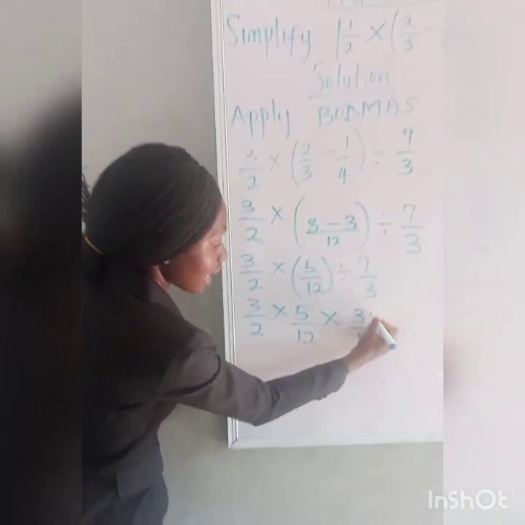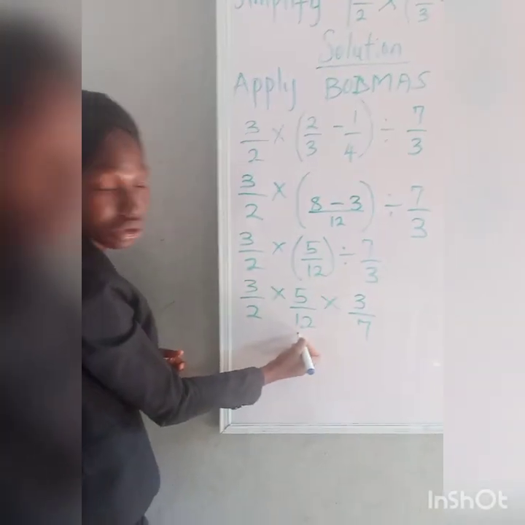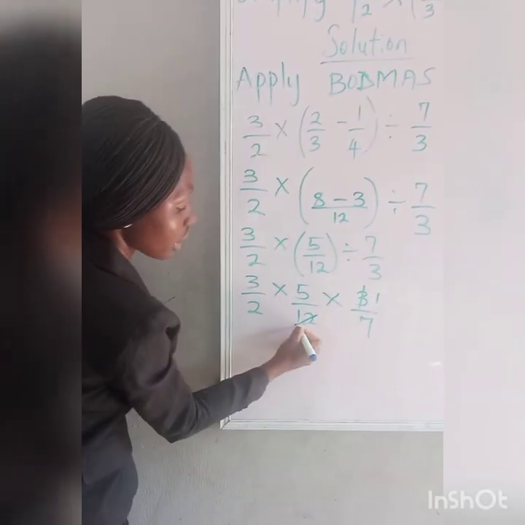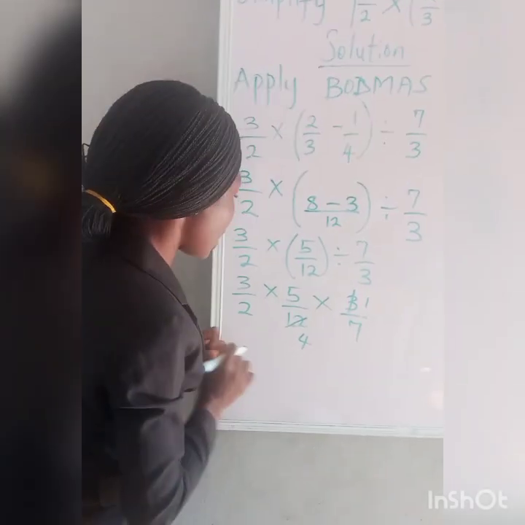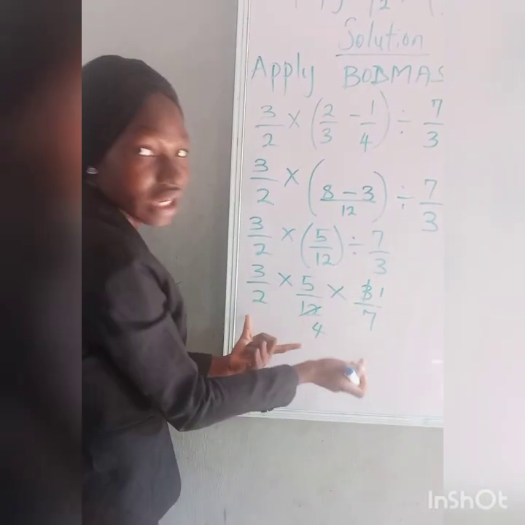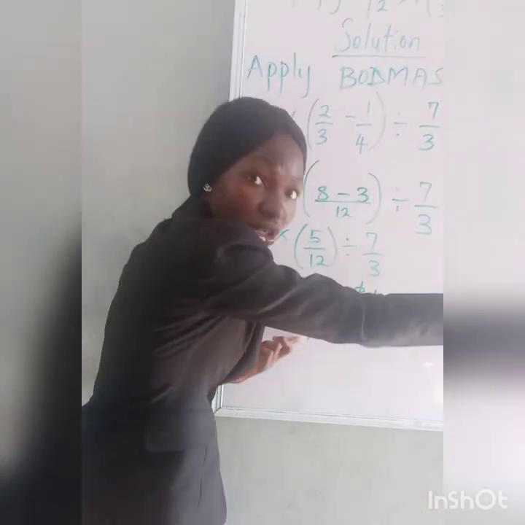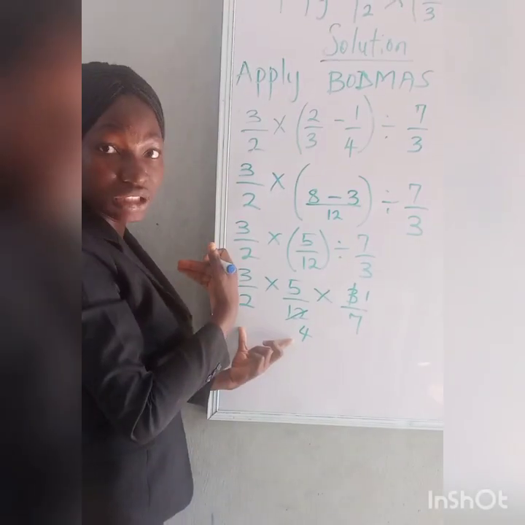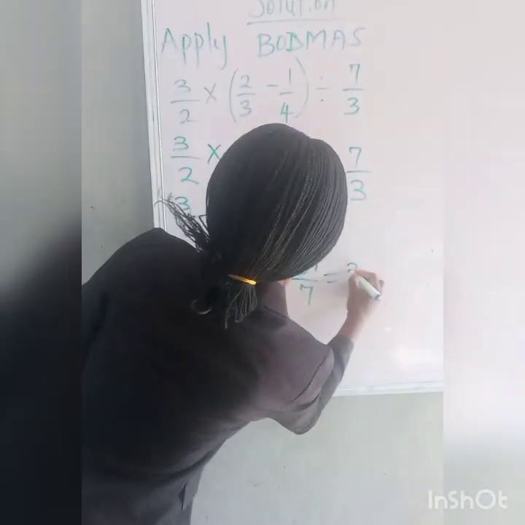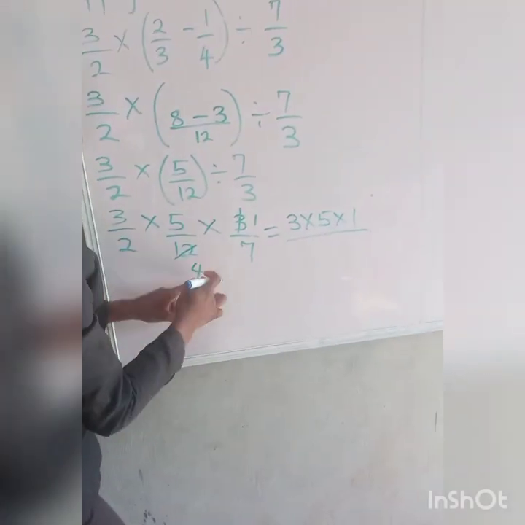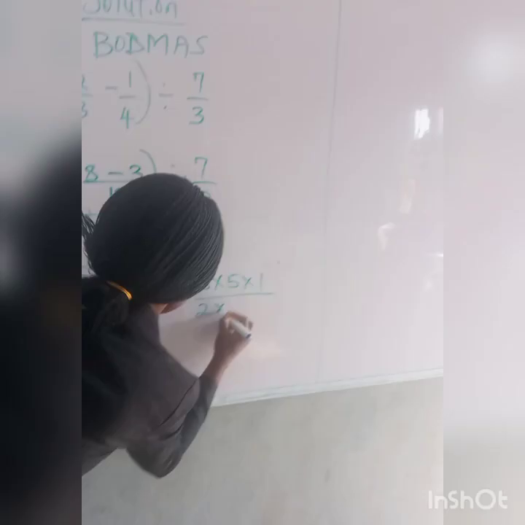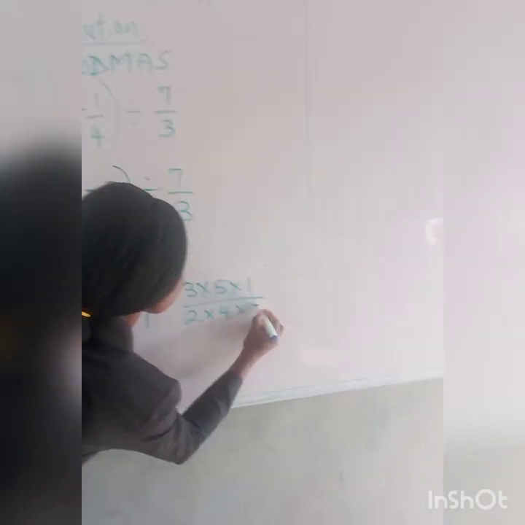Now as you can see, this numerator can divide this denominator. 3 in 3, 1. How many 3 can you see in 12? 4. Now from what we have, there is no other number that can divide each other. Yes, I just multiply everything. Multiply the numerators and also multiply all the denominators. So we have 3 times 5 times 1 over 2 times 4 times 7.